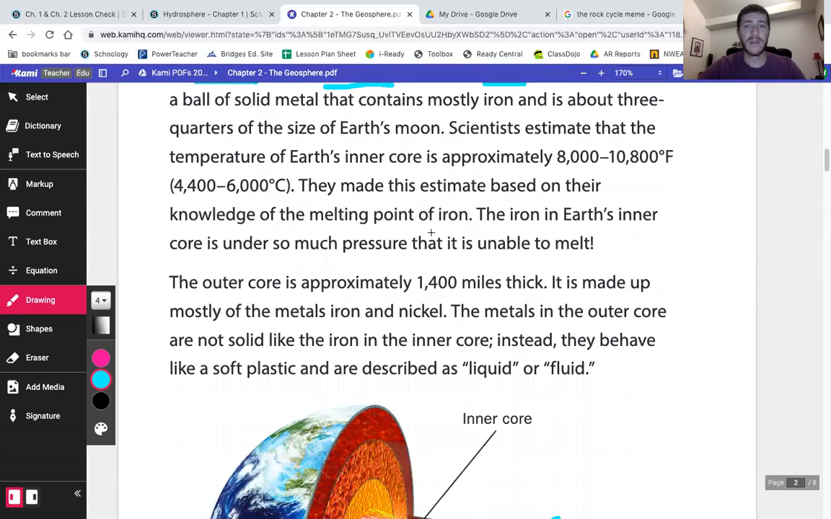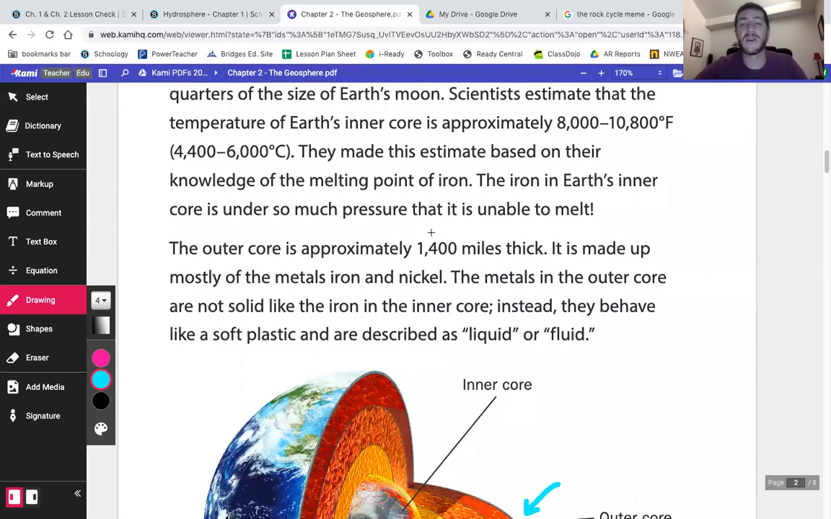The outer core is approximately 1,400 miles thick. It is made up mostly of the metals iron and nickel. The metals in the outer core are not solid like the iron in the inner core. Instead, they behave like a soft plastic and are described as liquid or fluid. So they move a little bit.